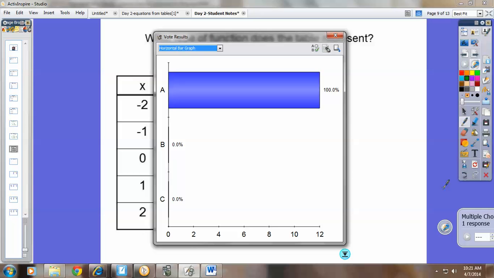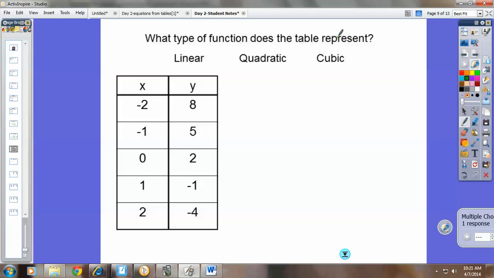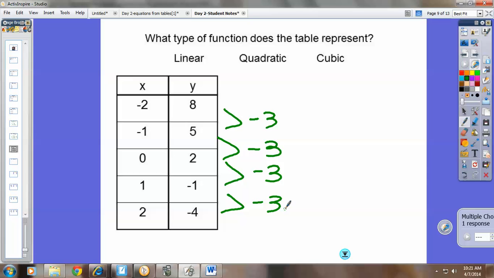Most of you said, or all of you said A. A is correct. You'll do your differences here. 5 minus 8 is negative 3. 2 minus 5, negative 3. Negative 1 minus 2. And negative 4 minus negative 1. But the first difference is the same. That tells us this is linear.